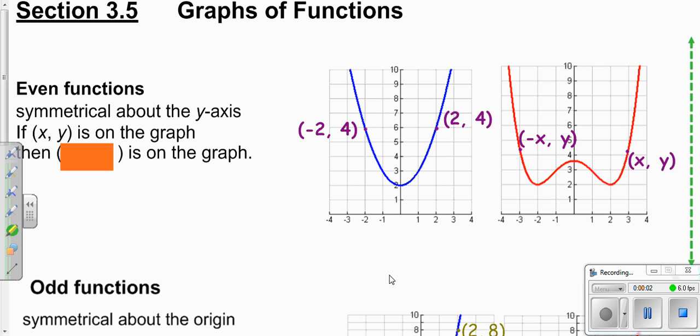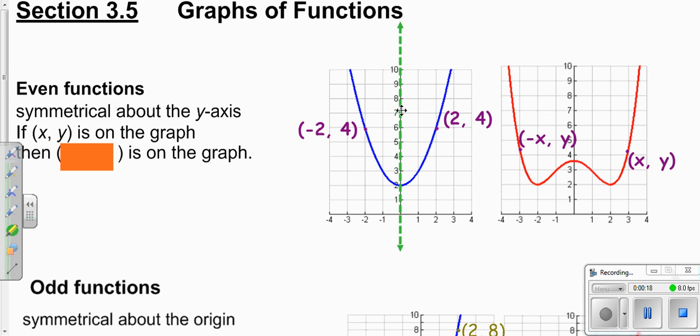Okay, we're going to start off today looking at even and odd functions. Now, most of you are familiar with even and odd numbers, but we also have even and odd functions. Here we have two examples of even functions.